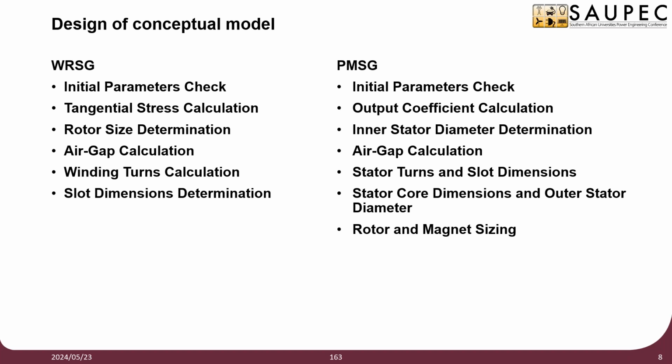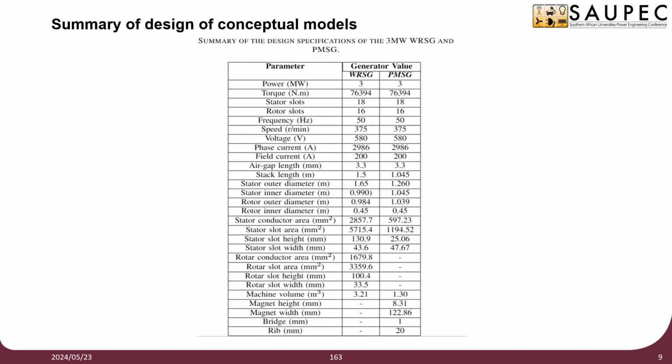The size of the magnets of the PMSG were based on properties such as flux density and magnetizing force of the neodymium iron boron 48H permanent magnet, which was the chosen magnet. The conceptual design results confirm that the design met the desired specifications of being a 3 megawatt electrical machine with a 16-18 pole slot configuration.